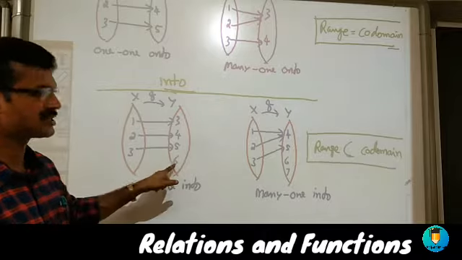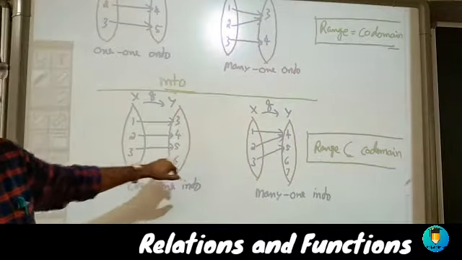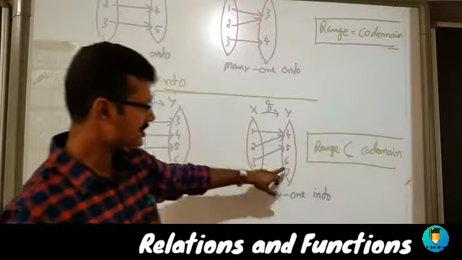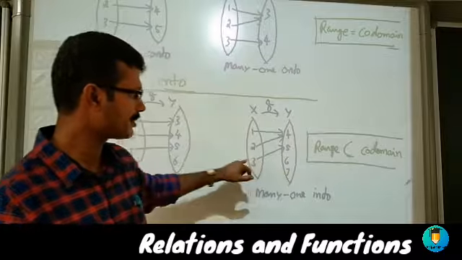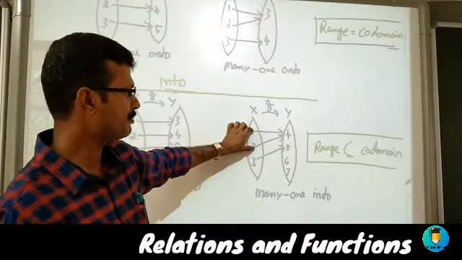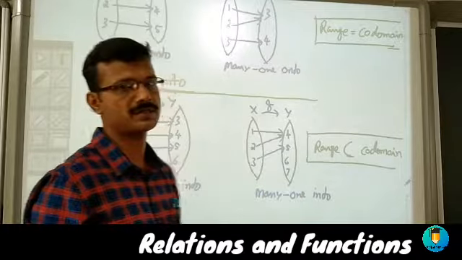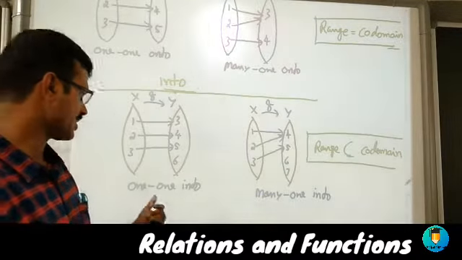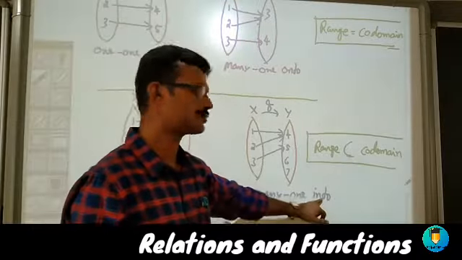At the same time you can see this is an into function because one element has no pre-image. Here also, I said at least one element. Here you can see two elements do not have pre-images. At the same time many elements are connected to one, so it is a many-one into function. So an into function also can be in two forms: one-one into and many-one into.